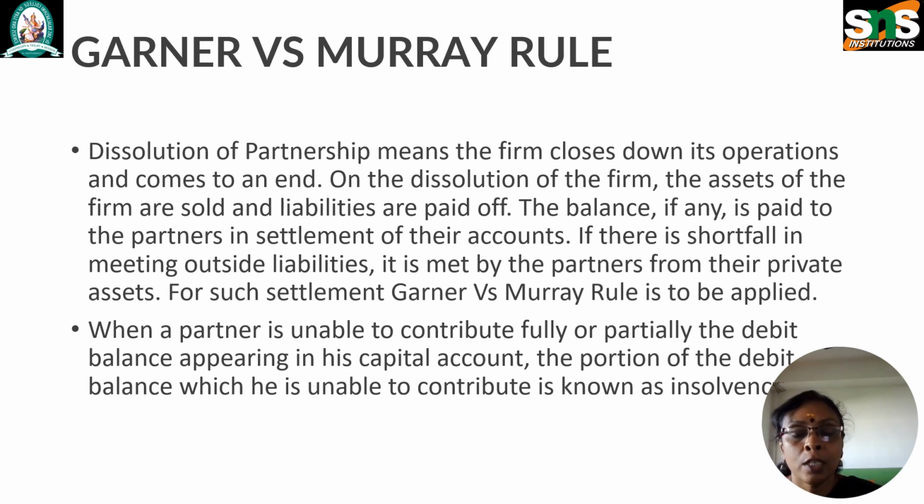On the dissolution of the firm, the assets of the firm are sold and liabilities are paid off. The balance, if any, is paid to the partners in settlement of their accounts. If there is a shortfall in meeting outside liabilities, it is met by the partners from their private assets. From such settlement, the Garner versus Murray rule is to be applied.